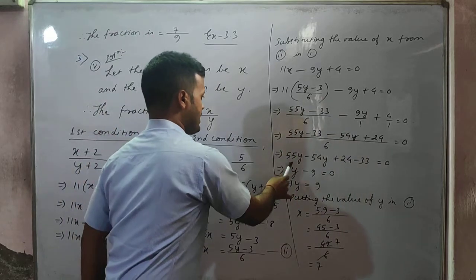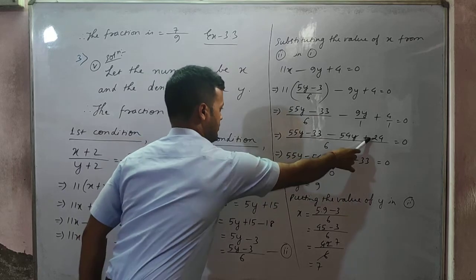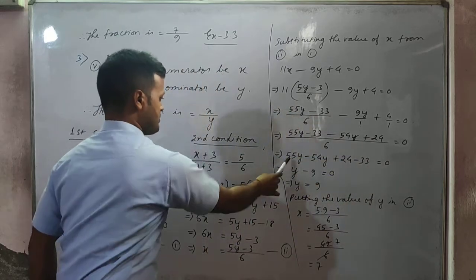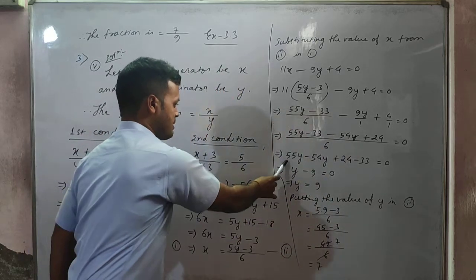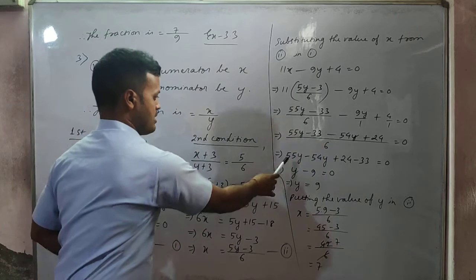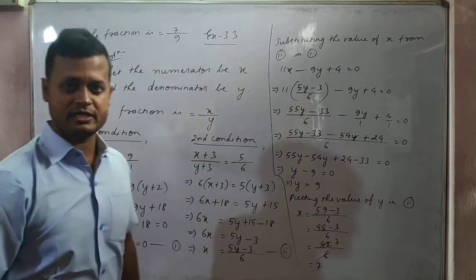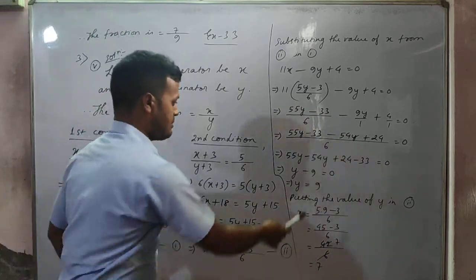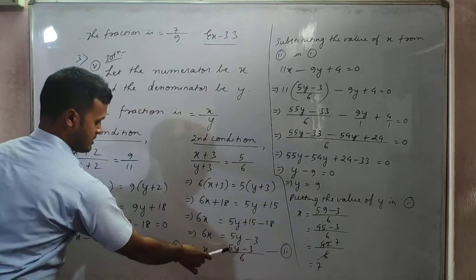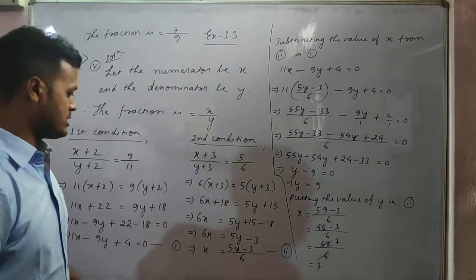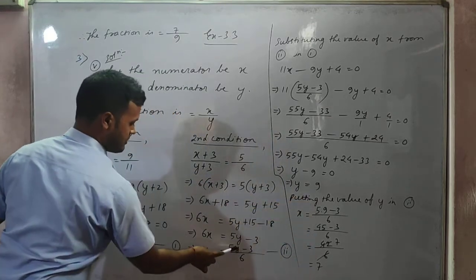So 55y minus 54y plus 24 minus 33. 55y minus 54y will become 1y, since 55 minus 54 is 1. And 24 minus 33 will be minus 9, take it to the other side, it will become plus 9. Now this value of y you put here in place of y, putting the value of y in equation 2. So what is the value of y? 9. In place of this y, you put 9.